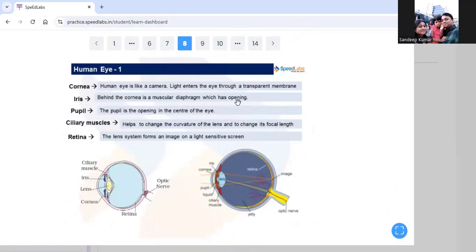Okay, that's all about this chapter. I hope you understood these concepts.